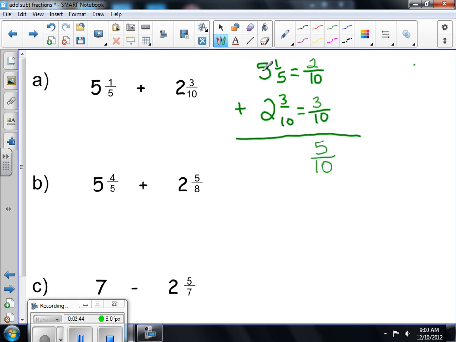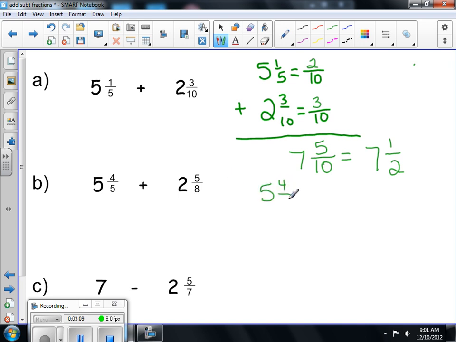It stays the same. Don't forget to add your whole numbers. 5 plus 2 is 7. Then your third step is to simplify. Can I do that? And what does it simplify to? 7 and 1/2. Good job. Now let's go to the next one.